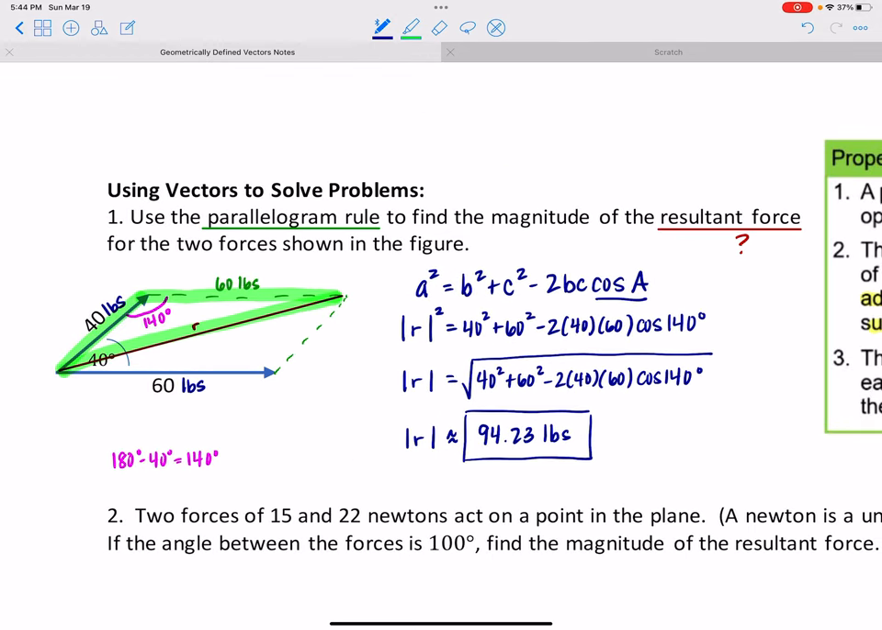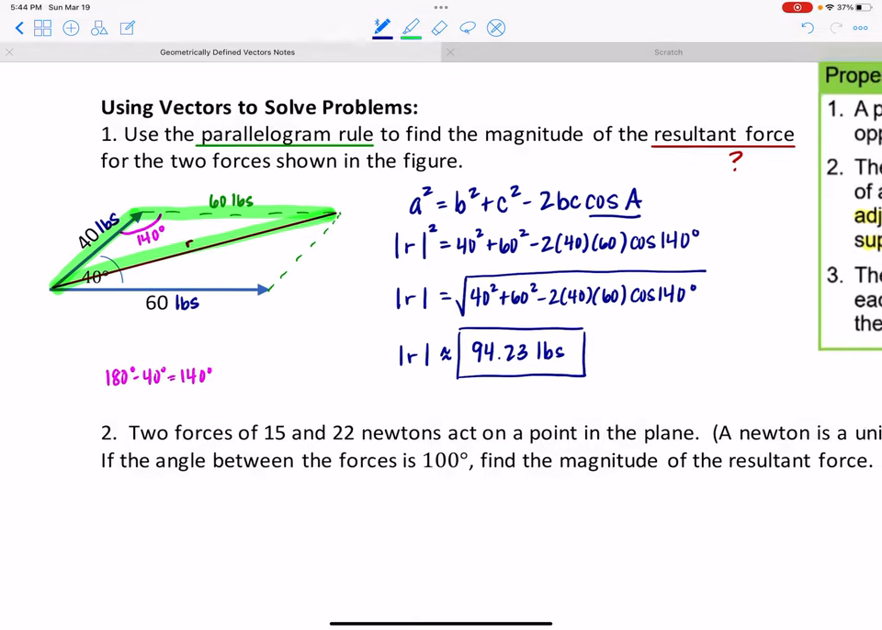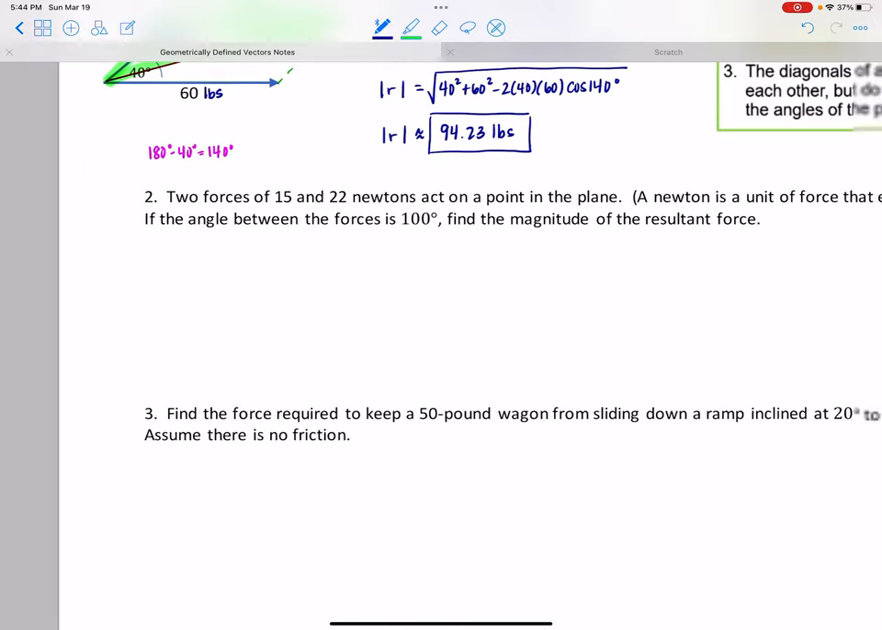Okay, so hopefully that's not too terrible. Understanding some of the terminology to get the picture, but then solving using something we already know. And this next one's going to be very similar.